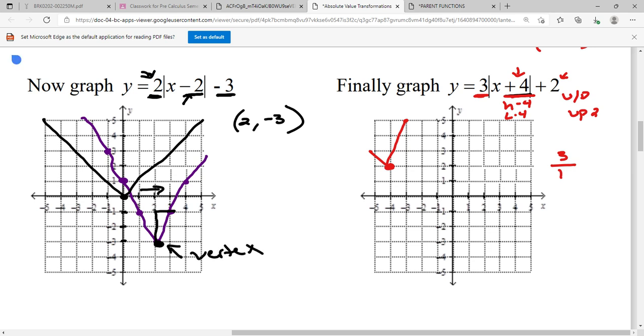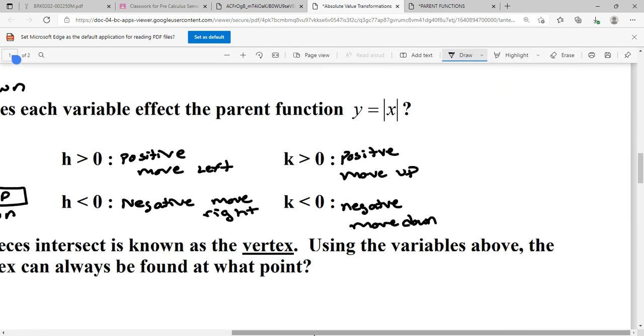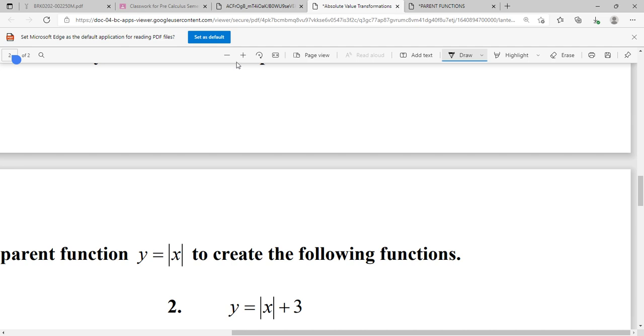Super easy to find. It's just h, k. Just remember to change the value. This one would be negative 4, 2. Negative 4, 2, right there. All right. Let's see what else this has. Anything else?